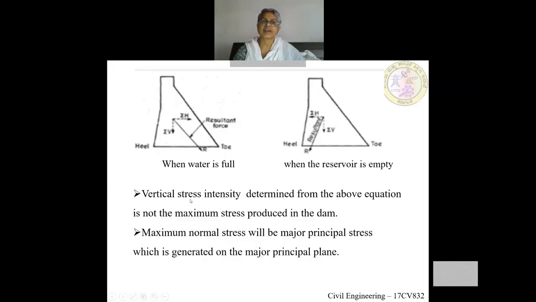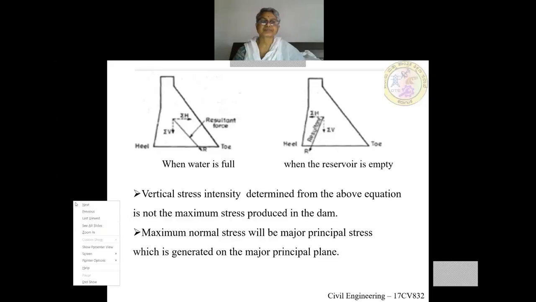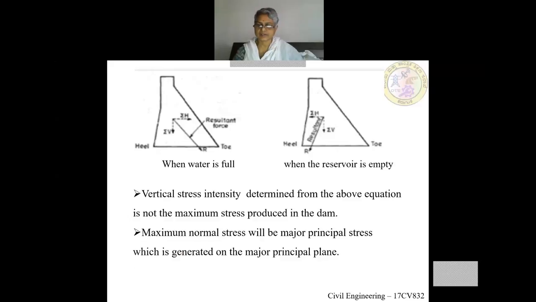The vertical stress intensity determined from the equation shown in the previous slide is not the maximum stress produced in the dam. The maximum normal stress will be the major principal stress, which is generated on the major principal plane. So we have to determine the maximum principal stress.